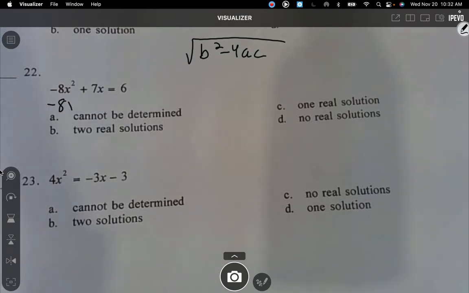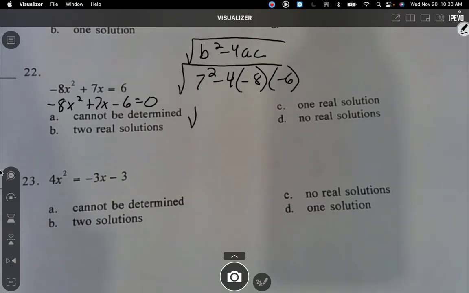So if I put this one in order, I have b squared, so that's 7 squared minus 4 times negative 8 times negative 6. I need to see what that number is under that square root, so I would type that in my calculator. I got negative 143. I got a negative number.